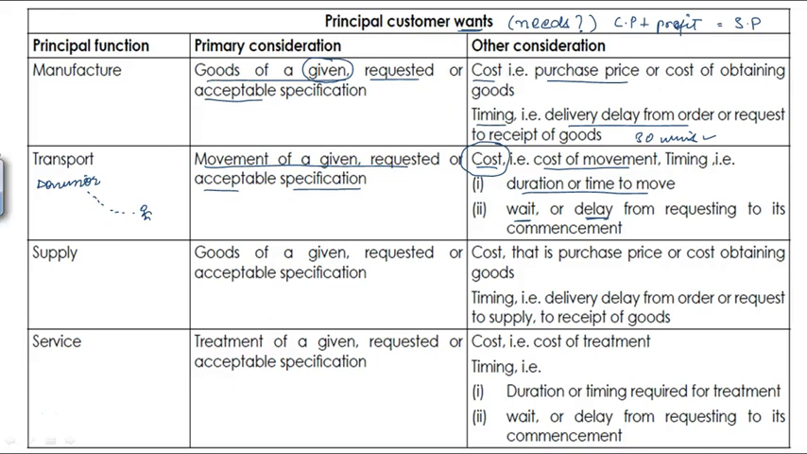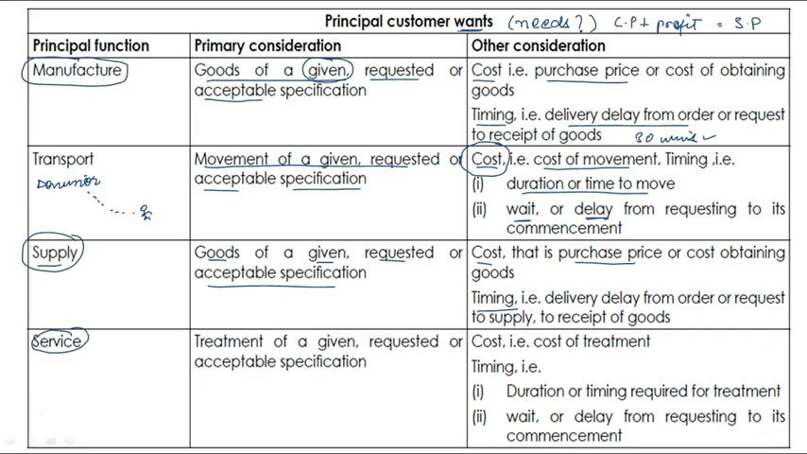Right? Now about the supply. Again, the goods which I have requested or specified are the only ones acceptable. When it comes to cost, the purchase price, how much is the price and what is going to be the timing from the supply point of view. Previously, we have taken this from the manufacturer point of view. Manufacturing and supply are different things.